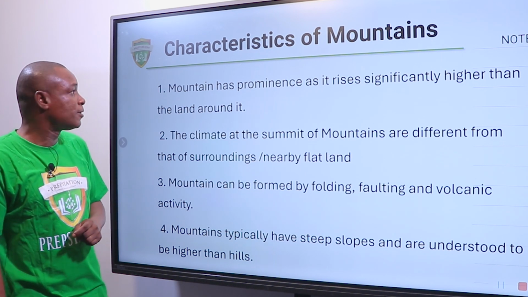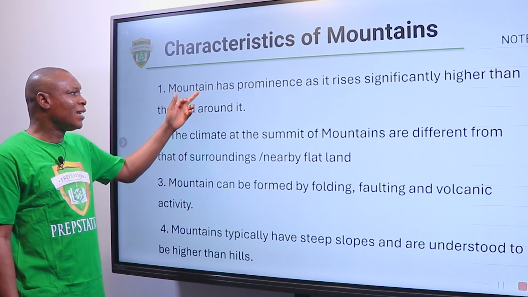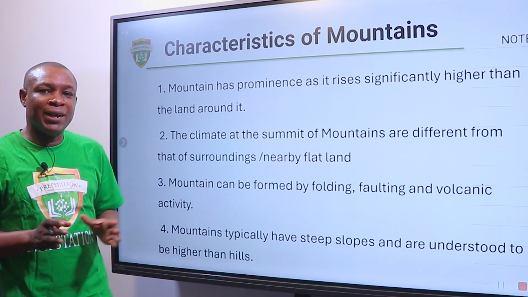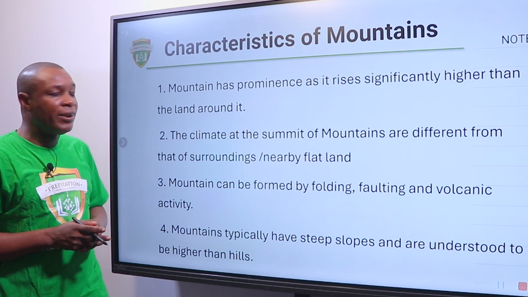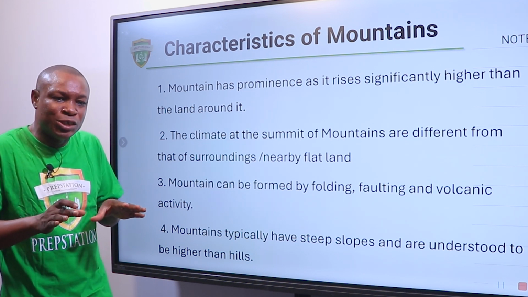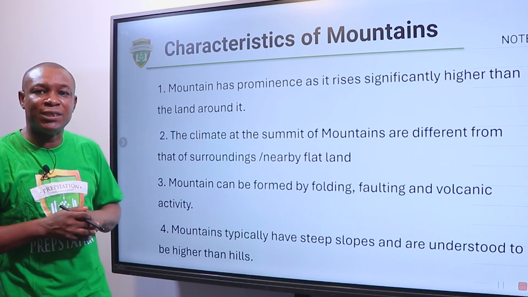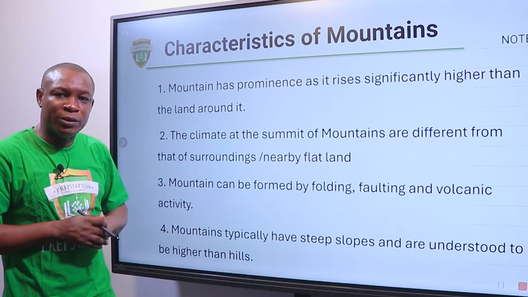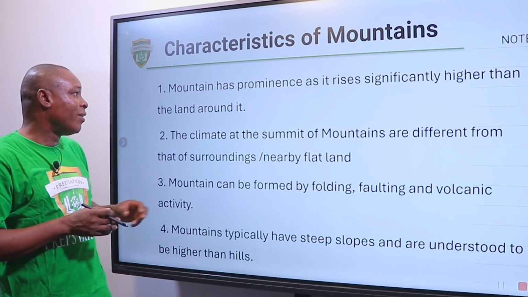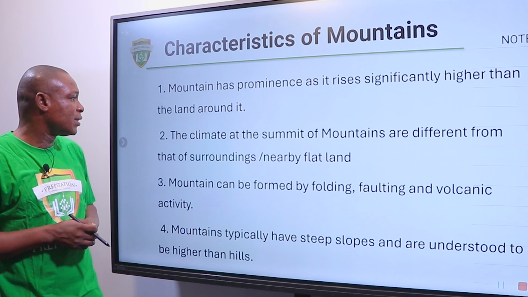Characteristics of mountains. Mountain has prominence as it rises significantly higher than the land around it. Anywhere you have a mountain, you see that it will stand out. Even from a distance, you'll be able to see the mountain. That's why we say it's significantly higher than the land around it and has prominence.